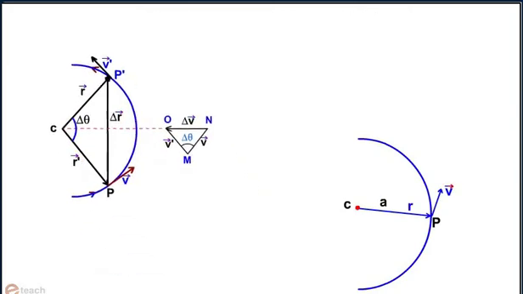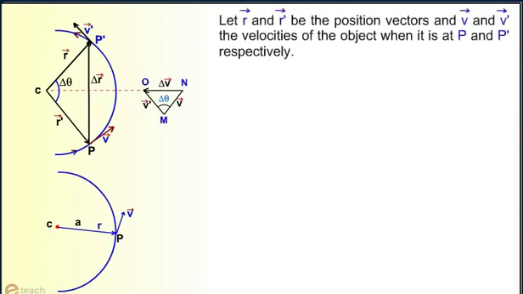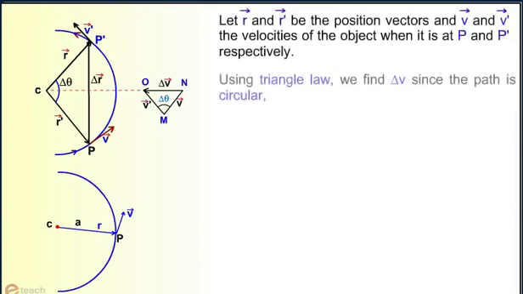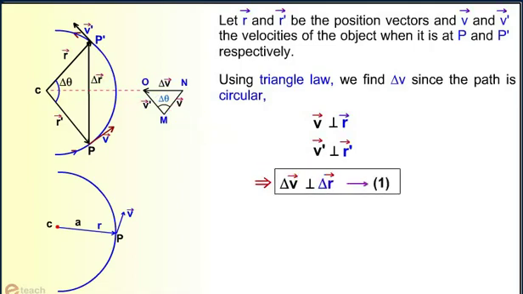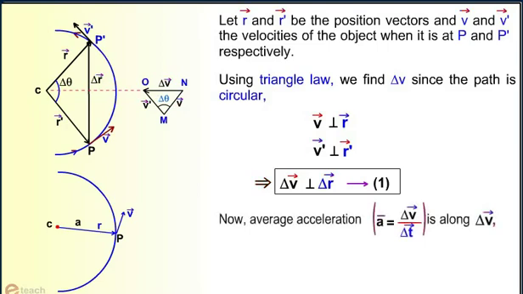Let r and r dash be the position vectors and v and v dash the velocities of the object when it is at P and P dash respectively. Using triangle law, we find delta v. Since the path is circular, velocity vector v is perpendicular to r vector and v dash is perpendicular to r dash. Hence, delta v is perpendicular to delta r.